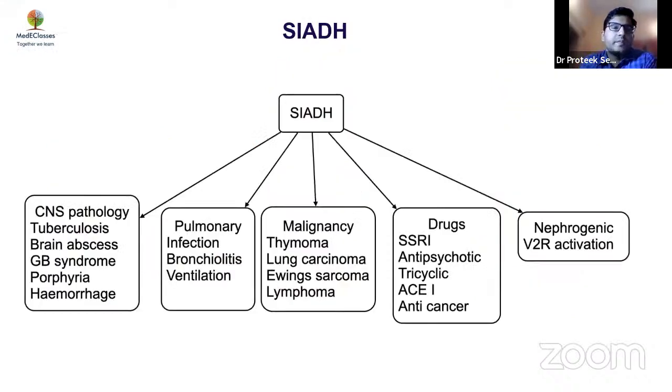So SIADH can be caused by various pathologies such as CNS pathology, tuberculosis, brain abscess, porphyria as the case mentioned. Pulmonary causes, infection, the child is on ventilation, malignancies, various drugs. And a rare but important cause is the V2 receptor activation, that is the nephrogenic SIAD. Here the SIADH is present, but the increased activation of the receptor causes ADH-like activity, but the ADH levels might be low.